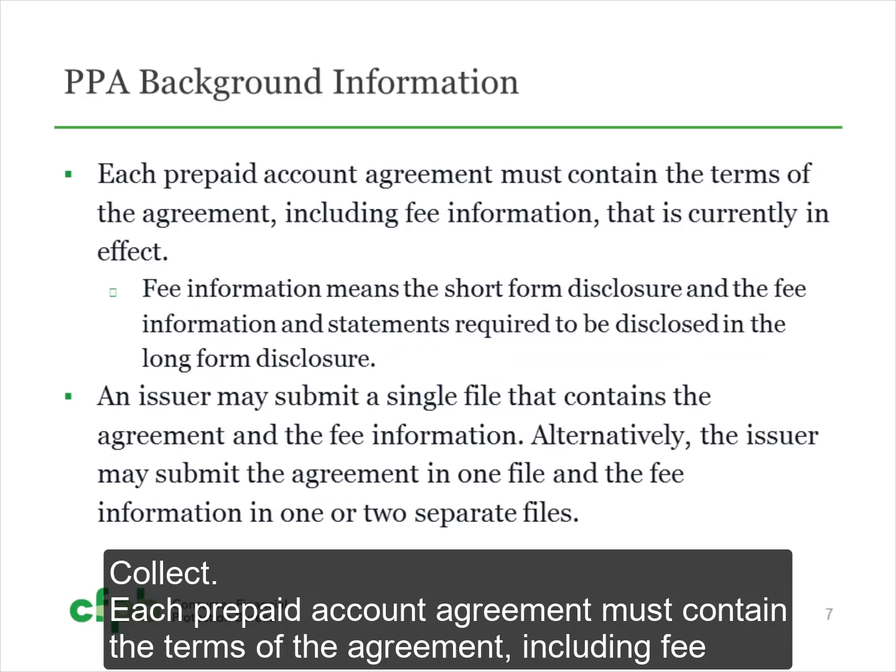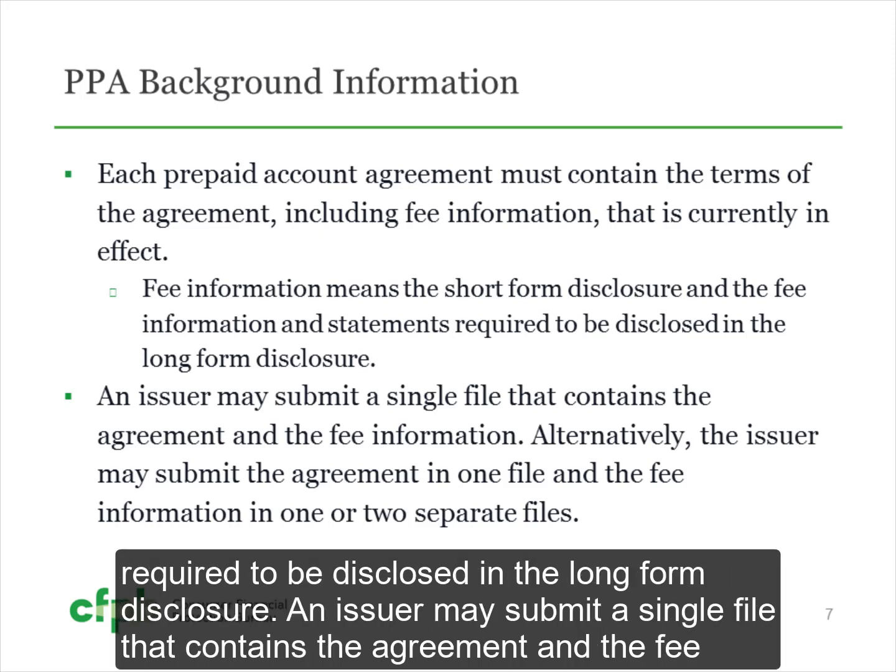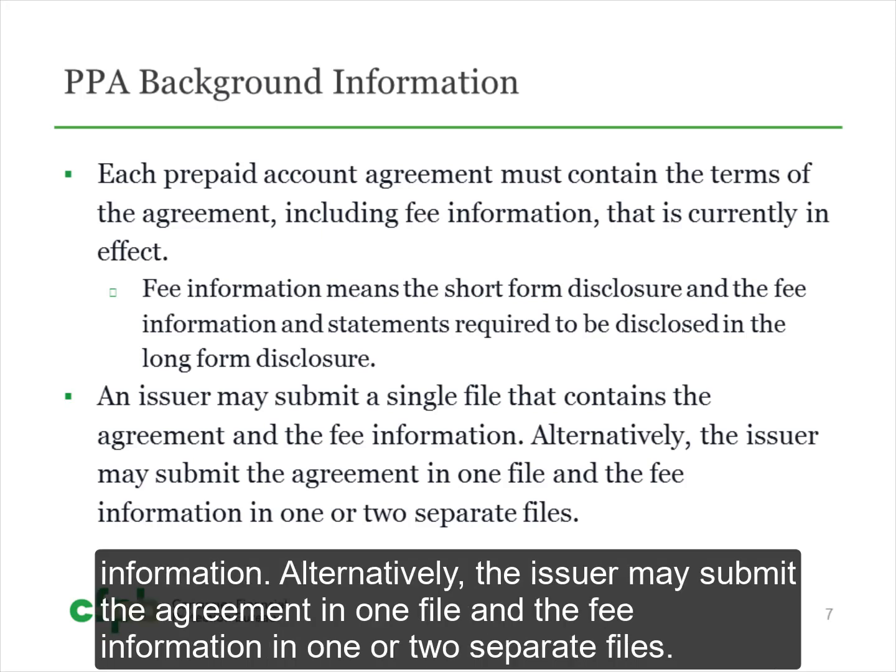Each prepaid account agreement must contain the terms of the agreement, including fee information that is currently in effect. Fee information means the short form disclosure and the fee information and statements required to be disclosed in the long form disclosure. An issuer may submit a single file that contains the agreement and the fee information. Alternatively, the issuer may submit the agreement in one file and the fee information in one or two separate files.